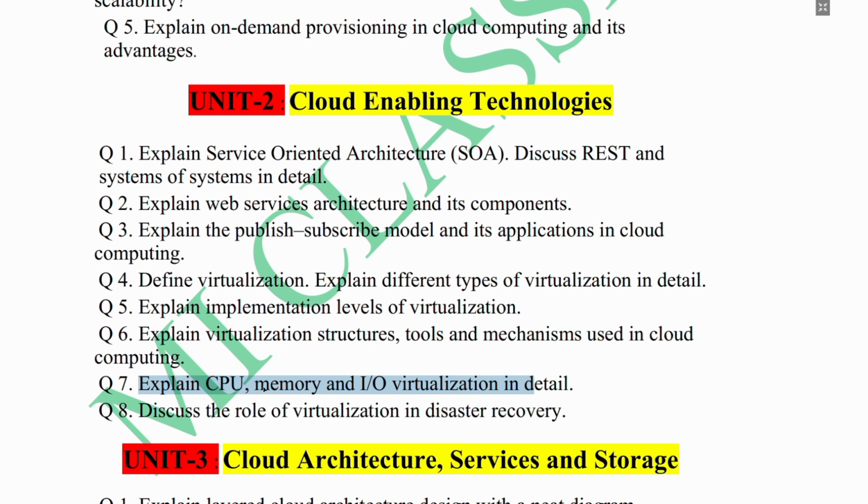So please solve all types of questions. I have tried to cover the most important questions for the AKTU examination, so solve all the questions properly, noting the differences. The last question of unit second is: discuss the role of virtualization in disaster recovery.